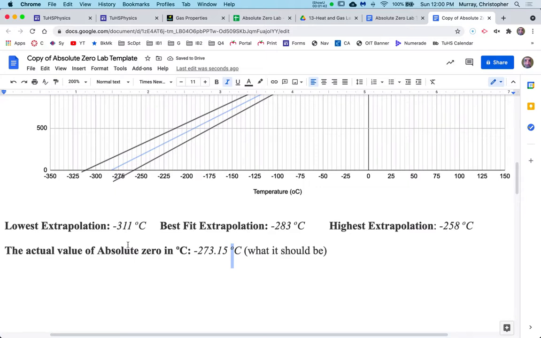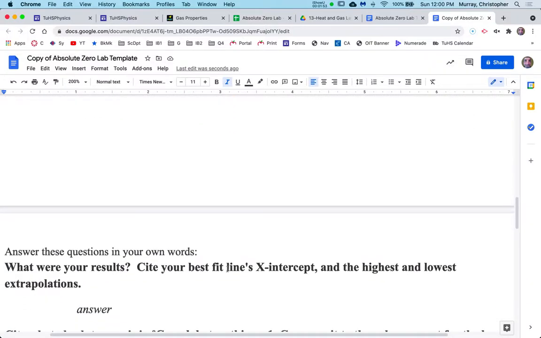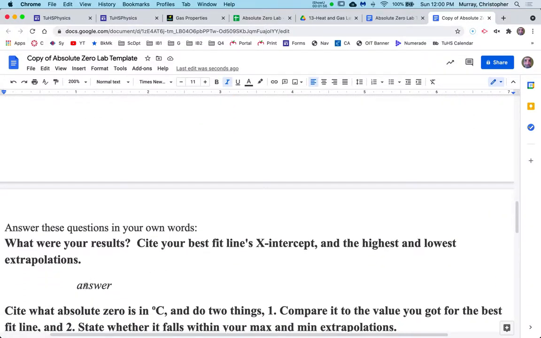So now we need to write. So basically just read this, read it as accurately as you can. Remember that the minor grid lines are 5 degrees, right? And then we have to answer this question, right? So the first one is just say what it was. And here you just need to sound like the weather person, right? What were your results?